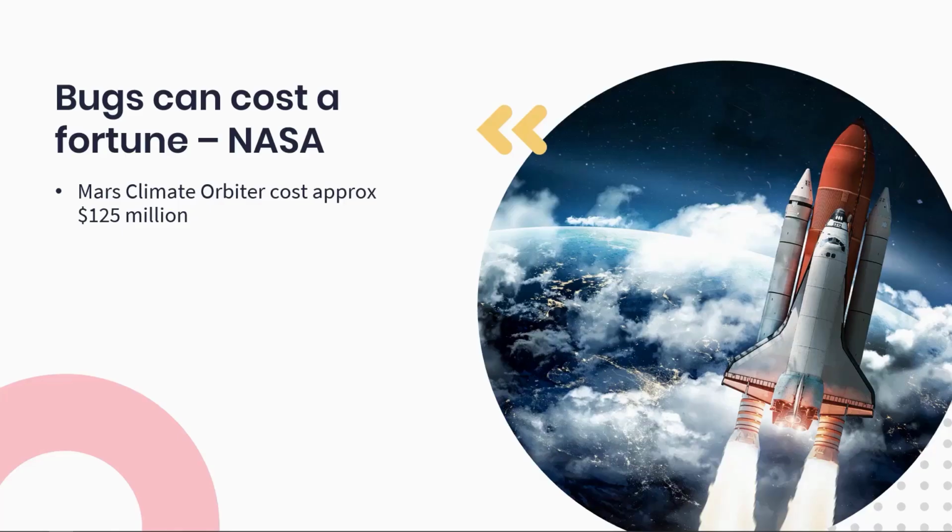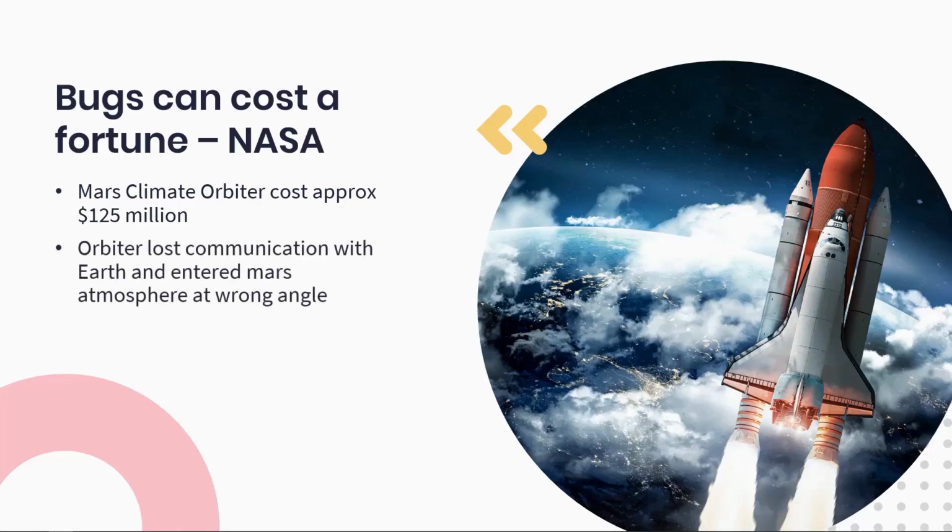The orbiter lost communication with the Earth station and entered the Mars atmosphere at a wrong angle. Yet it was supposed to orbit rather than entering the planet's orbit. And the reason for this miscalculation? The software that controlled the orbiter's thrusters used imperial units instead of metric units.